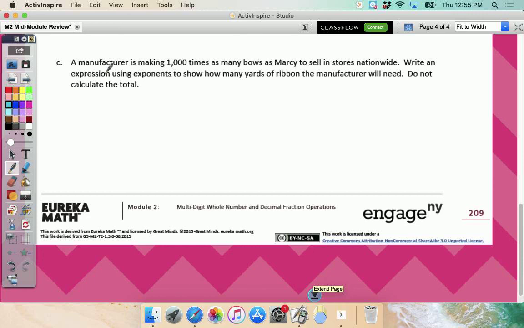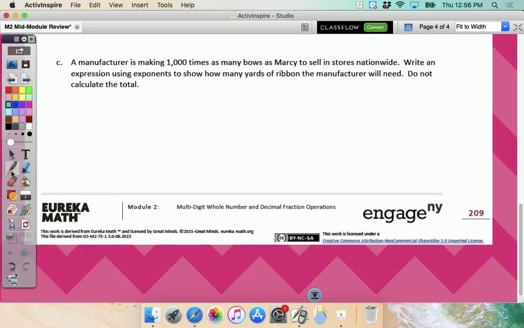Okay, so I'm going to read this, and then we're going to put a box around certain things. A manufacturer is making 1,000 times as many bows as Marcy to sell in stores nationwide. Write an expression using exponents to show how many yards of ribbon the manufacturer will need. Do not calculate the total. Now, we're going to break this apart so you can figure out what you need to do.